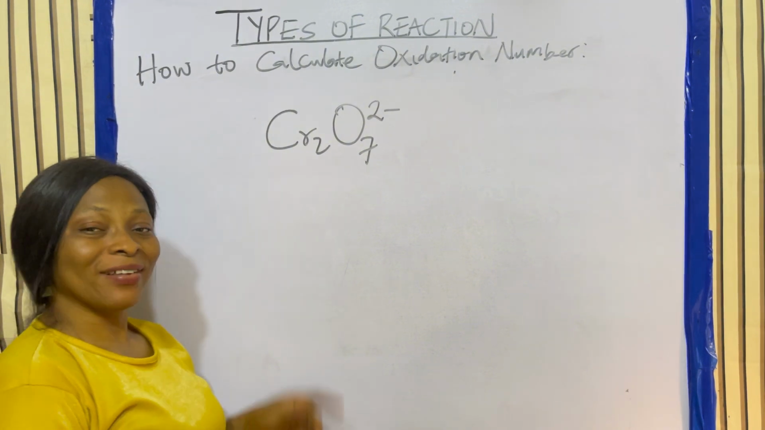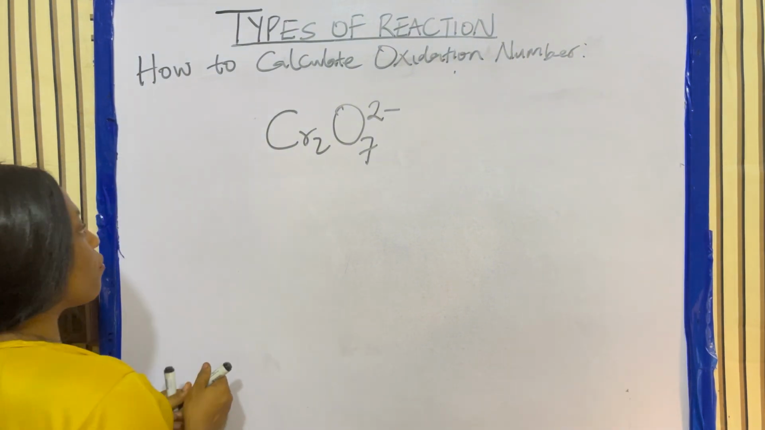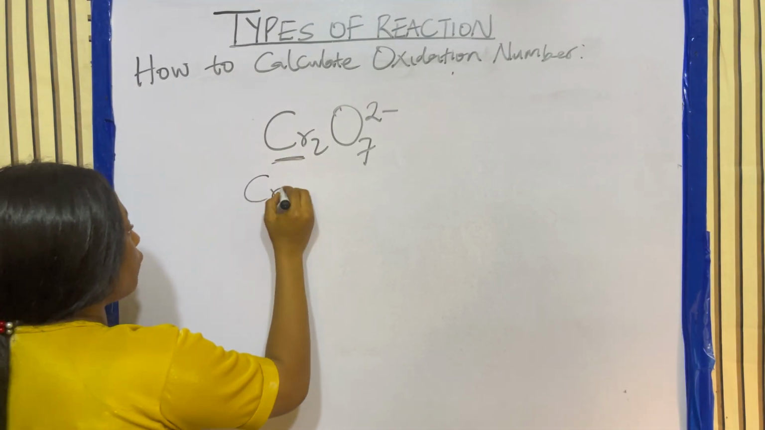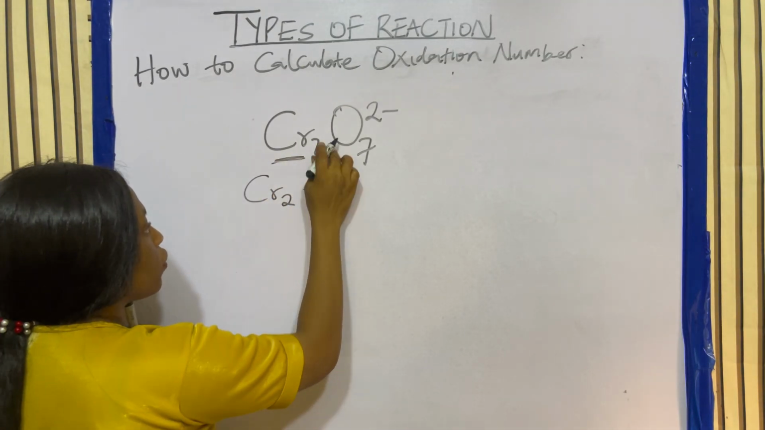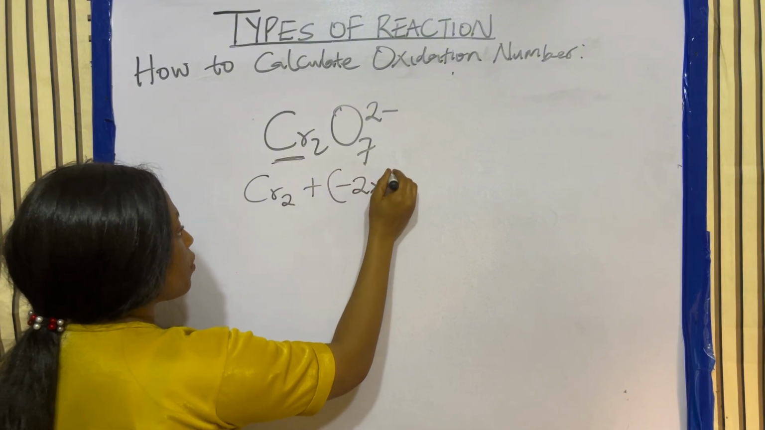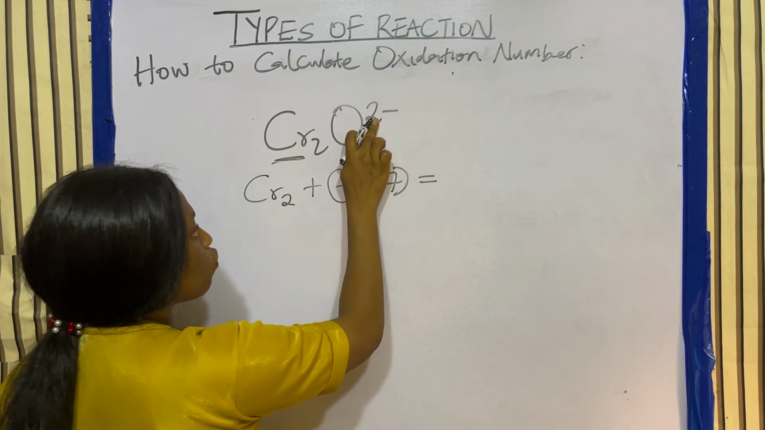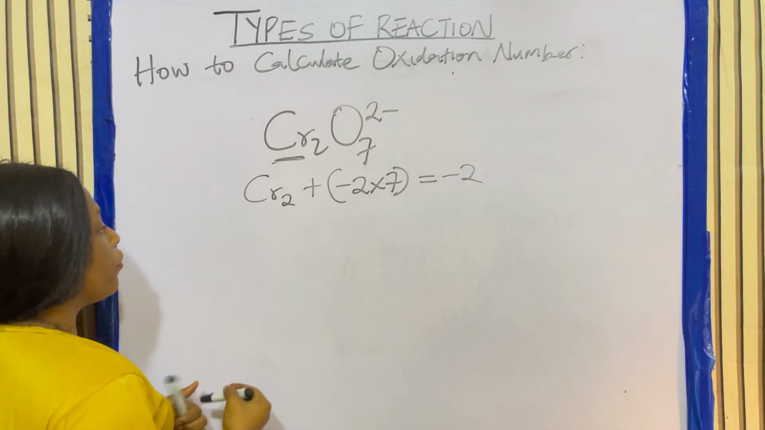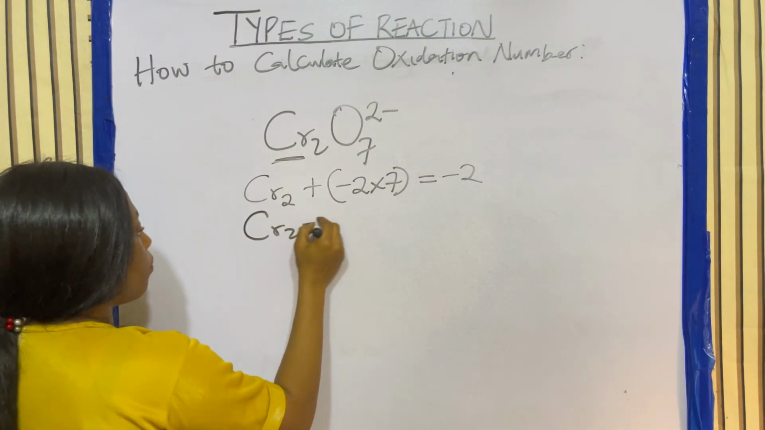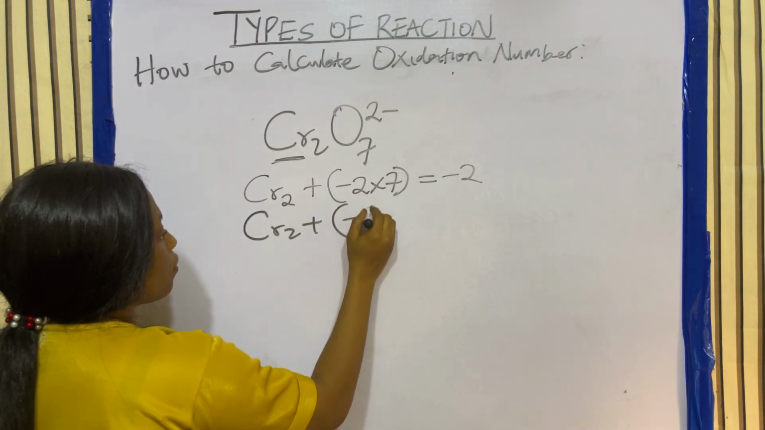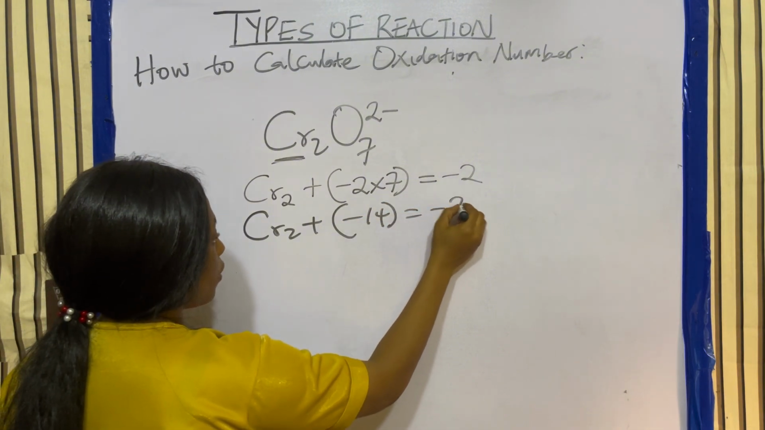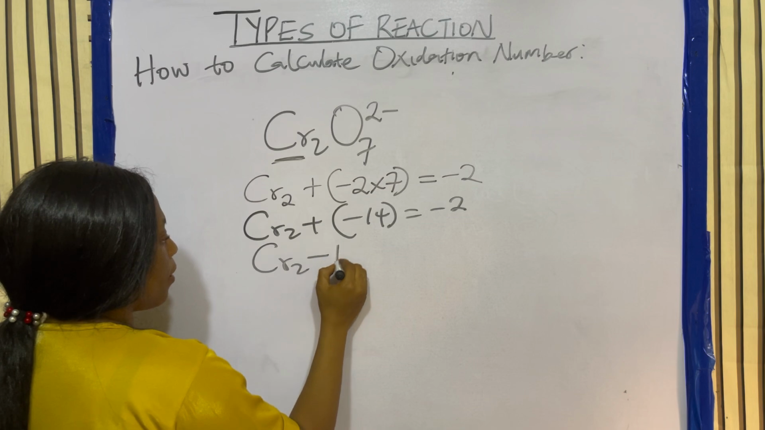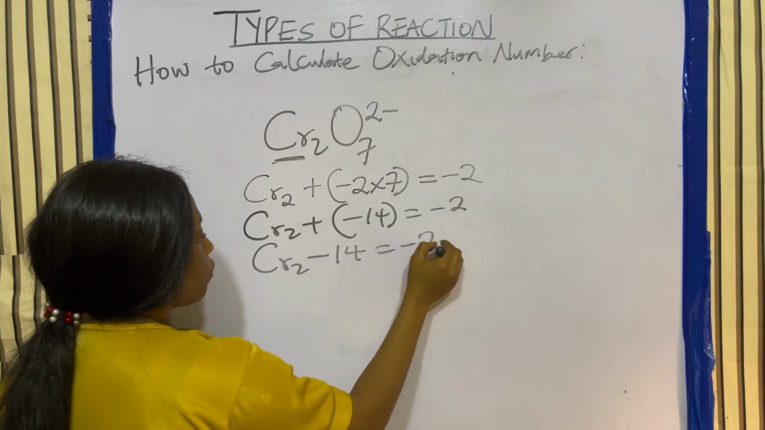Okay, so let's solve. We are asked to find the oxidation number of chromium. Now, chromium is what we are looking for. So you have that the oxidation number of oxygen is -2 times 7, and that will be equal to what? -2, because this is charged. Then you have that chromium 2 plus, this times this will give us -14, is equal to -2.